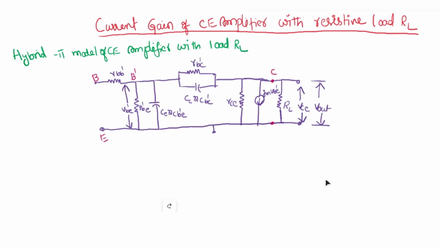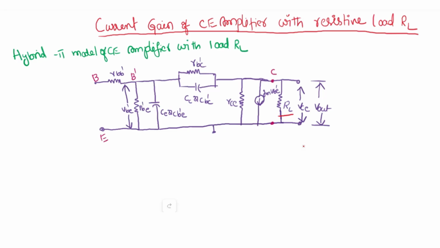Here the concept is, if the output is connected with a load resistor RL like this, what will be the current gain of the circuit? So let us start the derivation. Before deriving, you have to simplify the circuit. The circuit is very big, so you have to simplify it.